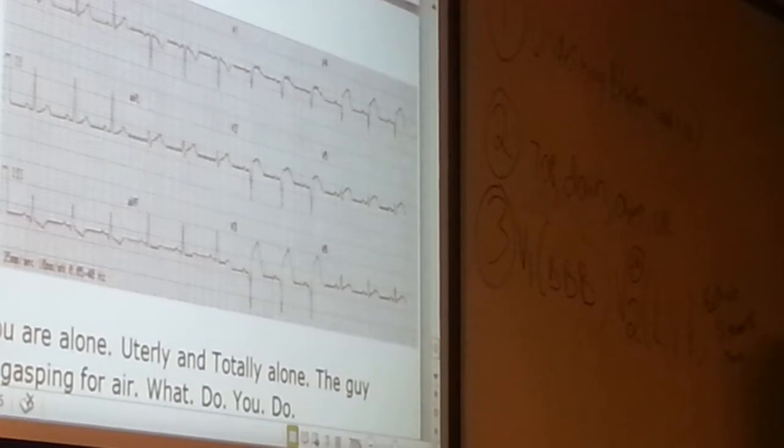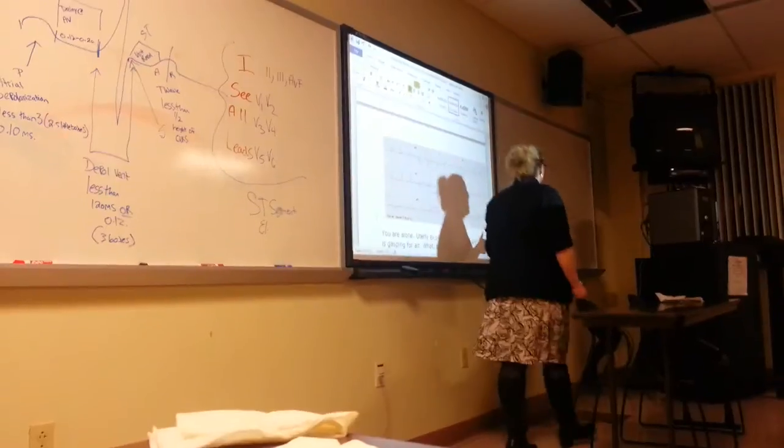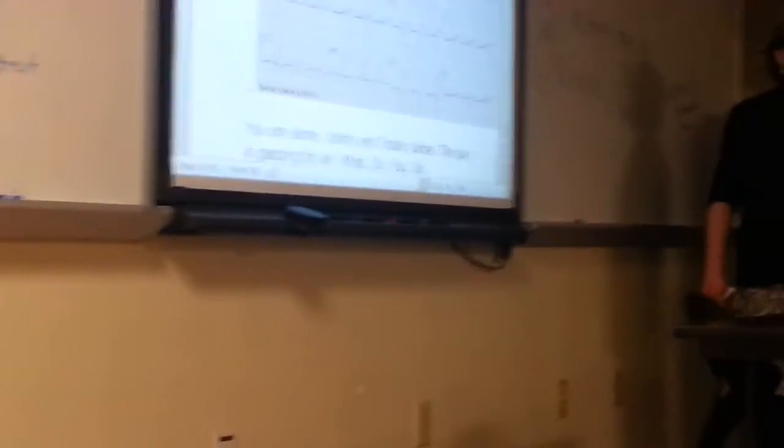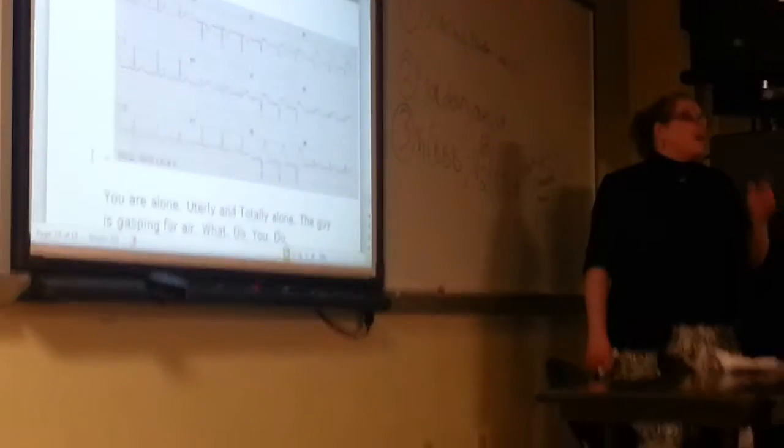Now I have to tell you guys, and this is a good one to talk about it on, the last mimic I want to talk to you guys about tonight. This is the last mimic we're going to talk about. First mimic was the bundle branch block. Second mimic was left ventricular hypertrophy. Third mimic is going to be pericarditis.